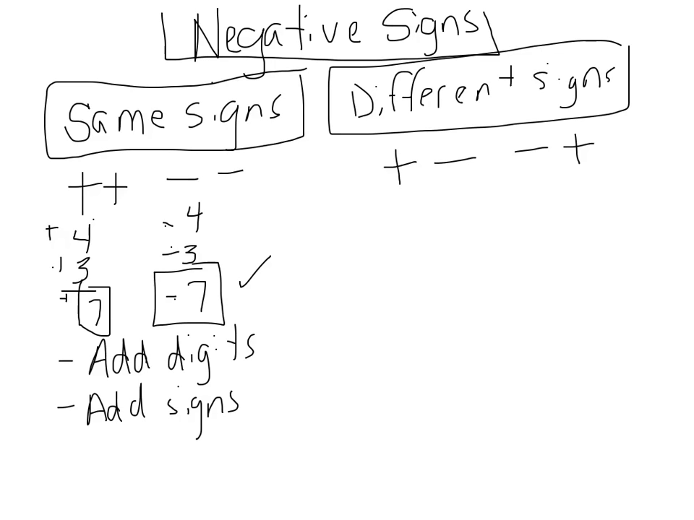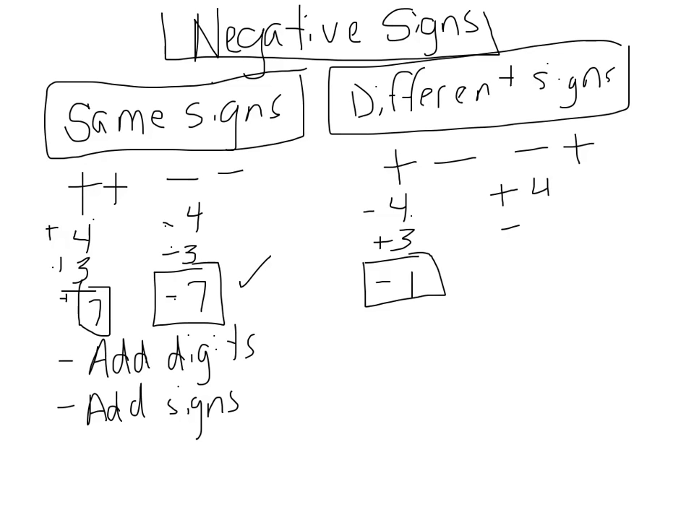And different signs would be like negative 4 plus 3. One's positive and one's negative. And it doesn't matter which one. If they're different signs, you subtract them. And you take the sign of the larger. So the larger digit is 4, and you're going to take the sign, which is negative 1. So this would be like, I owe my mom $4, but I paid her $3, so now I owe my mom $1.